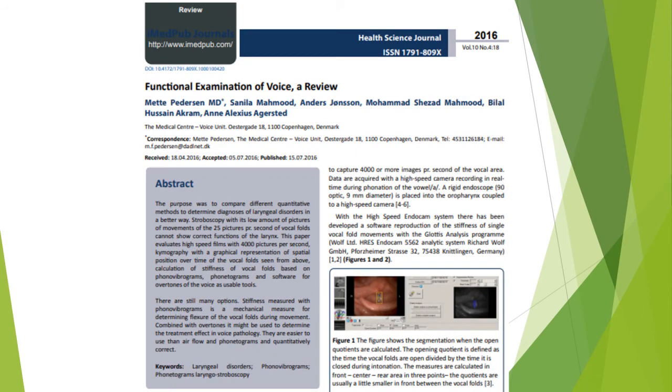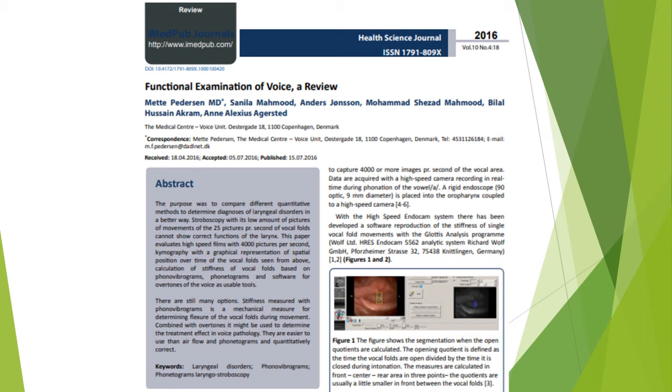We have in this paper presented the possibilities for quantitative measurements for the vocal fold movements. We have not found in the literature any evidence-based results of quantitative descriptions of vocal fold movements in randomized controlled trials, specifically the Cochrane evidence-based library.